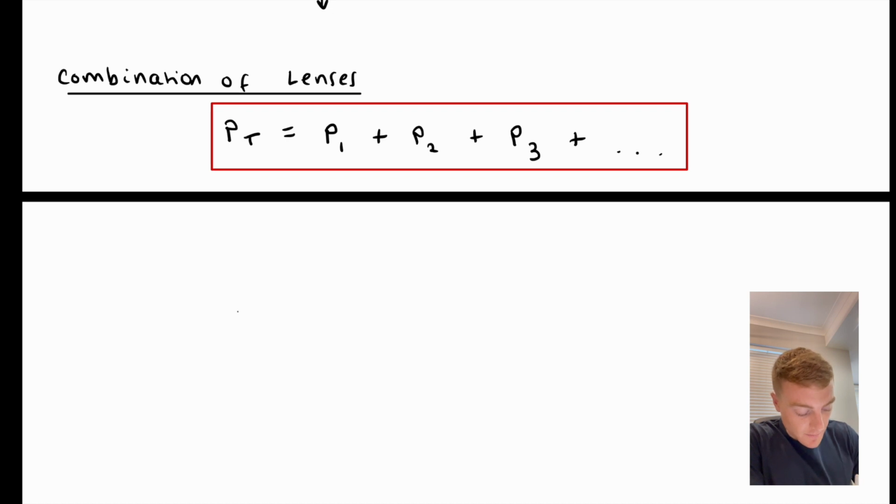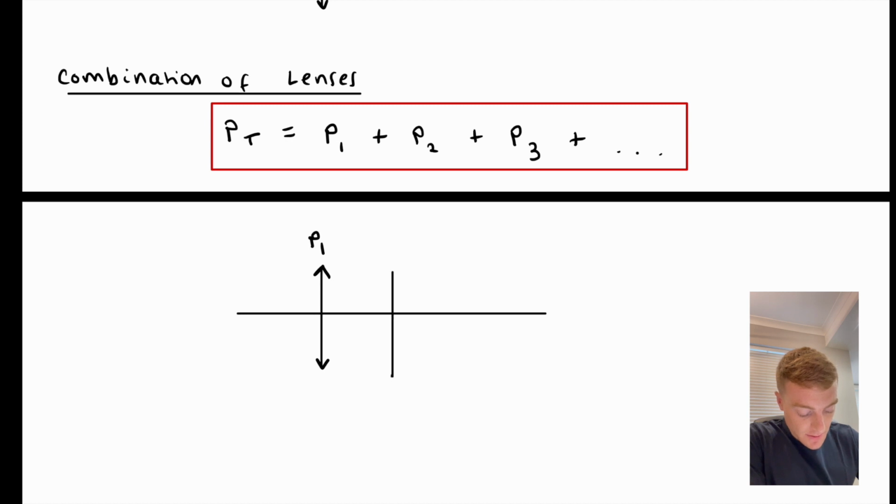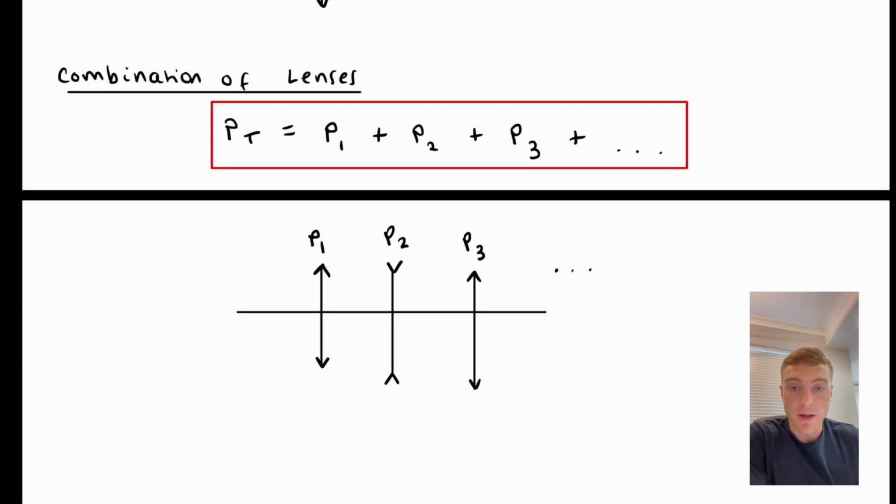Okay, so that might look something like this. So here's my principal axis. I might have a convex lens. So that will have its own power. I might have a divergent lens. That will have its own power. I might have another convex lens with a different power. Let's call that P3. And this can go on. Now in the next video, we'll go through some exam questions of applying these formulas.